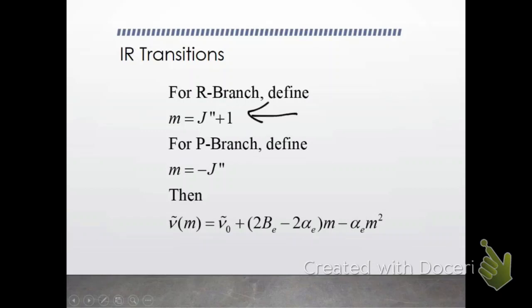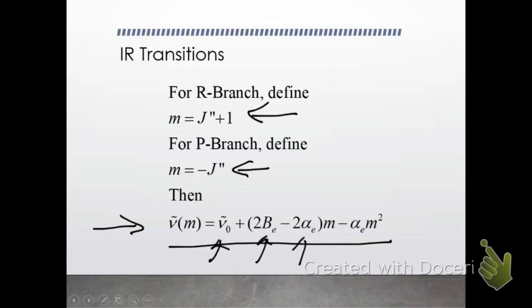And our new number is M, which is defined for the R branch as J double prime plus 1, and for the P branch is defined as negative J double prime. And when we do that, we actually end up with one single equation. So this will allow us to combine the R branch and the P branch data and plot it versus this new number M, and to extract the data nu 0, rotational constant B sub B, and alpha E.